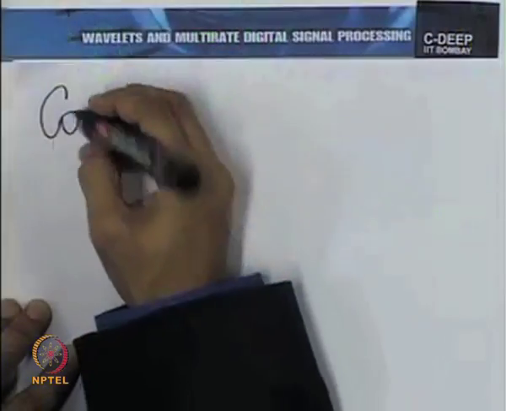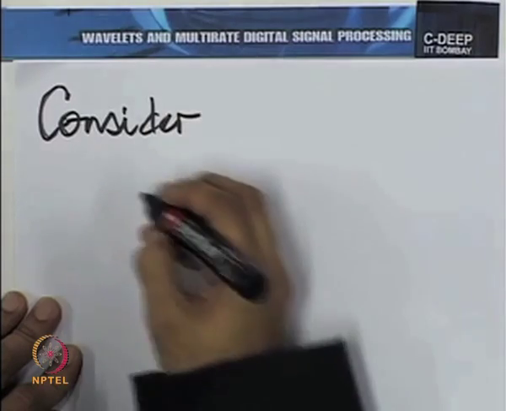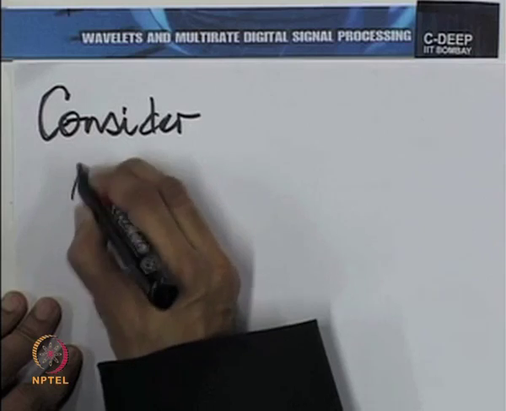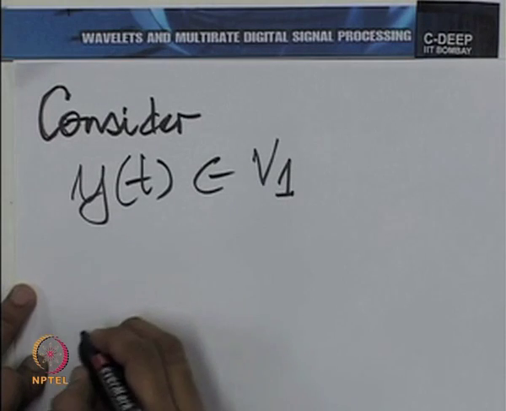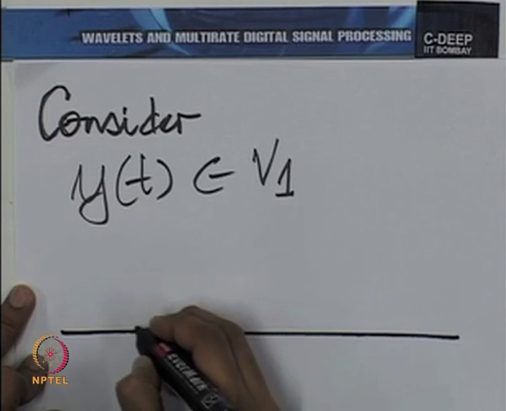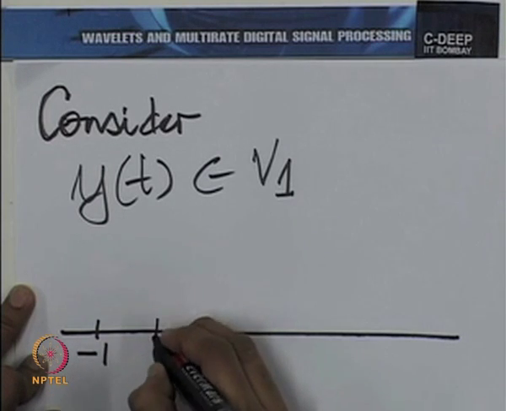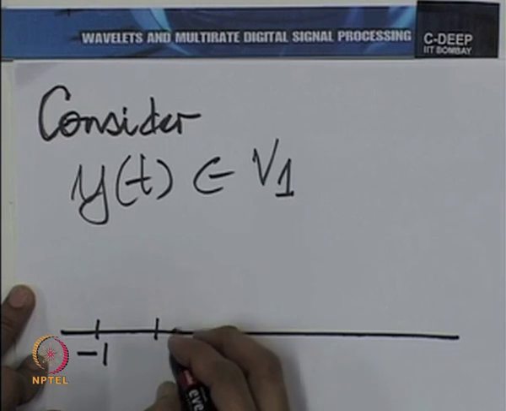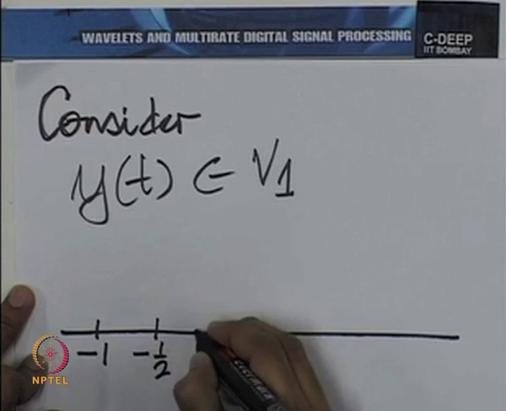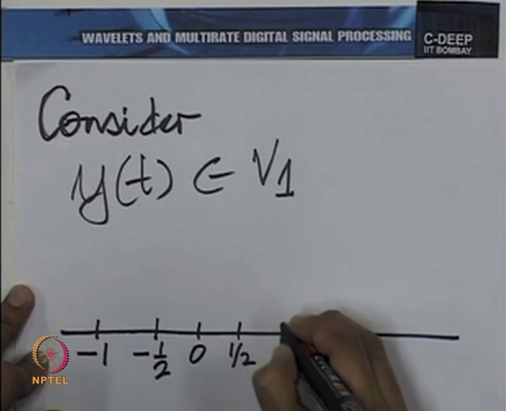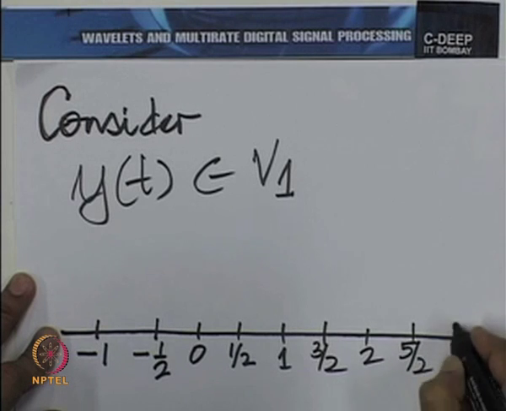So, consider a function, let us say y(t) belonging to V1. Now, V1 you will recapitulate is the space of functions piecewise constant on intervals of length half. So, let us take one such function, from minus 1 to let us say 3. So, minus 1, minus half, 0, half, 1, 3 by 2, 2, 5 by 2 and 3.